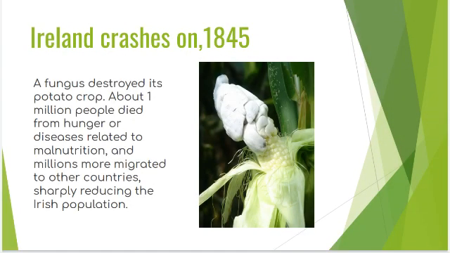An example is the Irish crash in the year 1845. This happened when a fungus destroyed the potato crop and other crops, and this caused about 1 million people to die from hunger or disease related to malnutrition, and millions more migrated to other countries to escape the famine. That's why it sharply reduced the Irish population in that year.